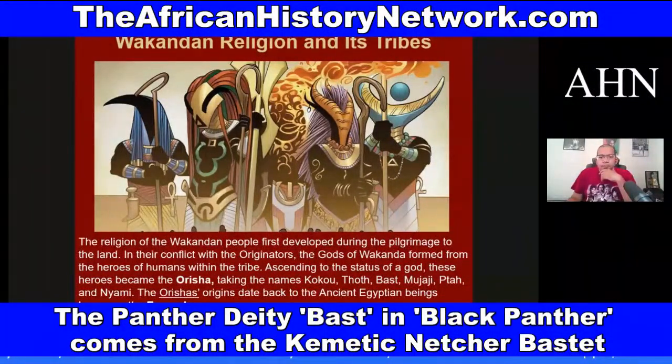But the religion of, and let me go to this slide here. Okay. The religion of the Wakandan people first developed during the pilgrimage to the land.